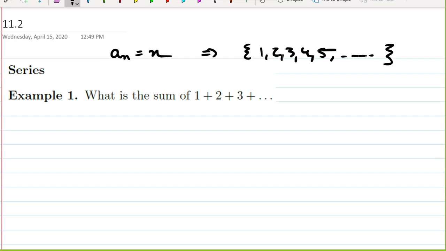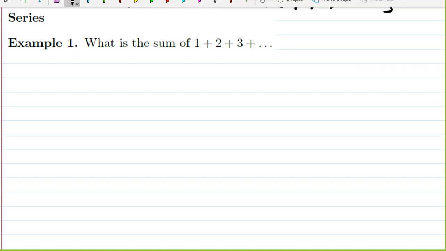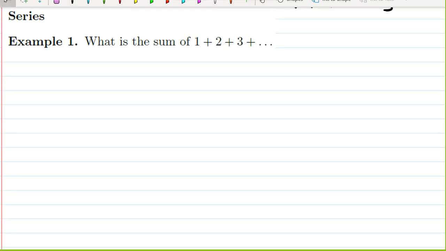Well, what if we tried to add up all of the members of that sequence? So in other words, what is the sum of 1 plus 2 plus 3 plus dot, dot, dot? Well, it turns out it can be difficult to add up an infinite series.